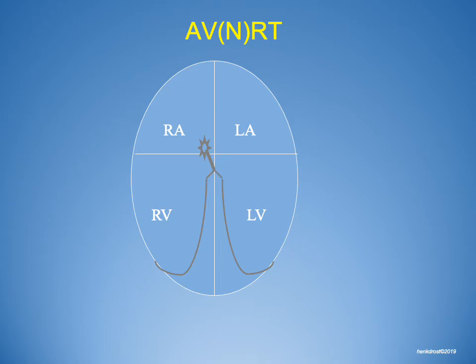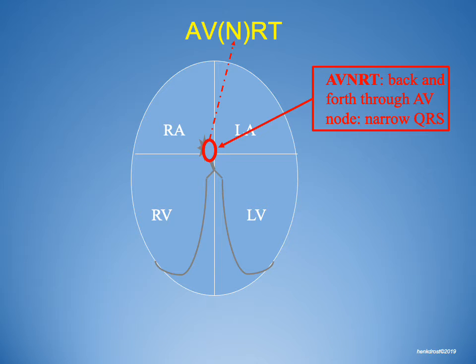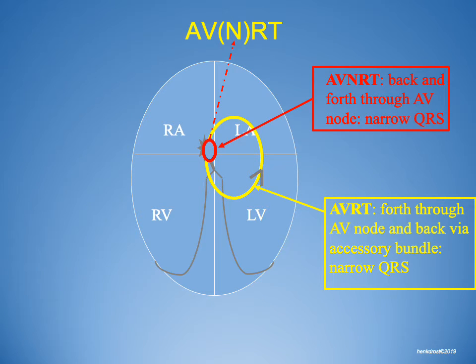The difference between AV re-entry tachycardia and AV nodal re-entry tachycardia. In the AV nodal re-entry tachycardia, the circle goes back and forth through the AV node, so there is a narrow QRS complex, while in AV re-entry tachycardia, one of the two paths goes besides the AV node. When the stimulus forth goes to the AV node and back via an accessory bundle, then we have a narrow QRS, and when reversed, so the forward stimulus goes alongside of the AV node, we have a wide QRS complex.